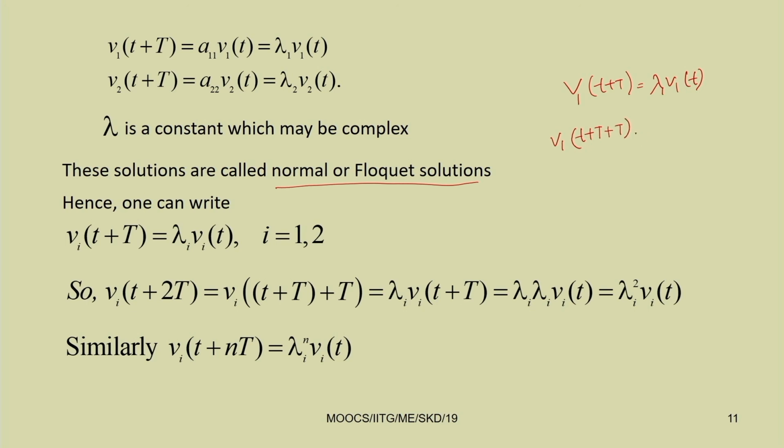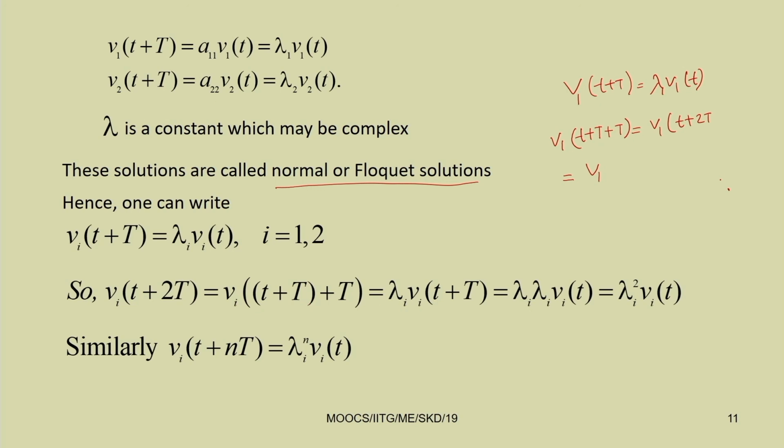So, then this becomes what? So, then this becomes V1(t + 2T). So, this is nothing but V1(t + T + T). So, in that case what I will write? I can write this thing as V1(t + T) + T. So, as already you know, V1(t + T) is equal to lambda 1 V1(t).